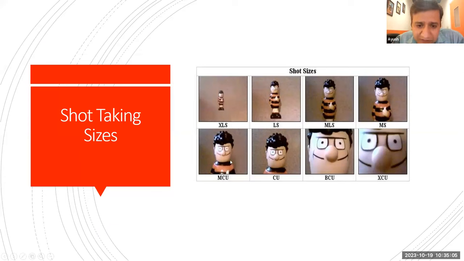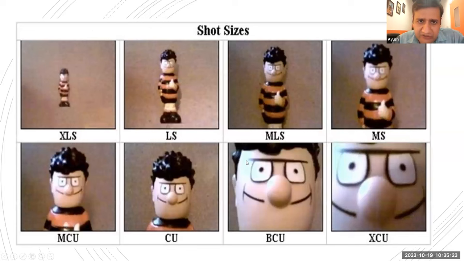If somebody is saying something important, it is a medium close shot. This is even more important because you can go even closer. These two are usually not used: extreme long shot and long shot. These are used only for setting the scene, mostly in the beginning of the scene. Most of the action is happening in the medium shot and medium close-up.